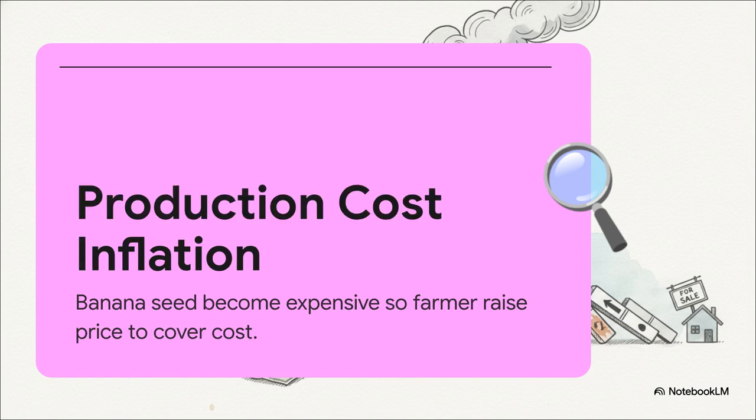Now, here's the thing. It isn't always just about the sheer number of bananas floating around. It's also about what it takes to actually grow them. What if the banana seeds themselves suddenly become much more expensive? Well, the farmer has to raise the price of the bananas just to cover his overhead for planting those trees. The crucial takeaway here is that when underlying production costs go up, the farmer passes that burden directly onto the monkeys. No way around it.